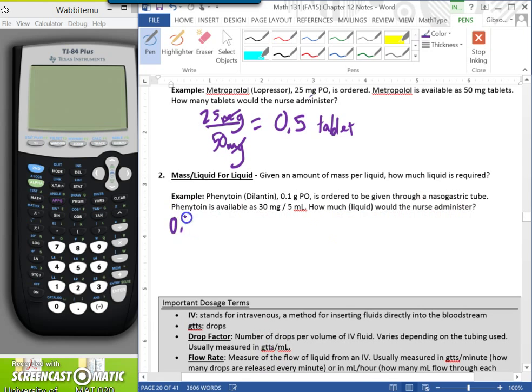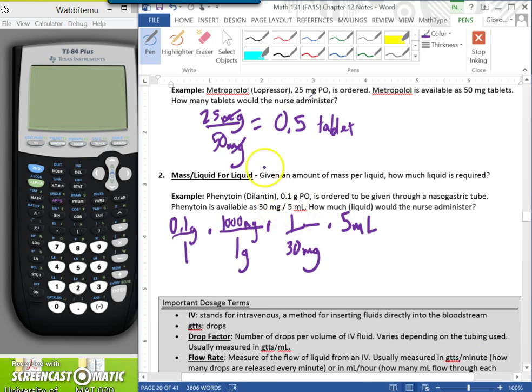So we will have 0.1 grams, and we will multiply. Now we need to change this grams to milligrams. Now we know it takes 1,000 milligrams to equal 1 gram. So this would change grams to milligrams. We could put this over 1. Then we will multiply this. Remember, this is 30 milligrams over 5 milligrams. So this will also be multiplied by 1 over 30 milligrams. And that will be multiplied by 5 milliliters.